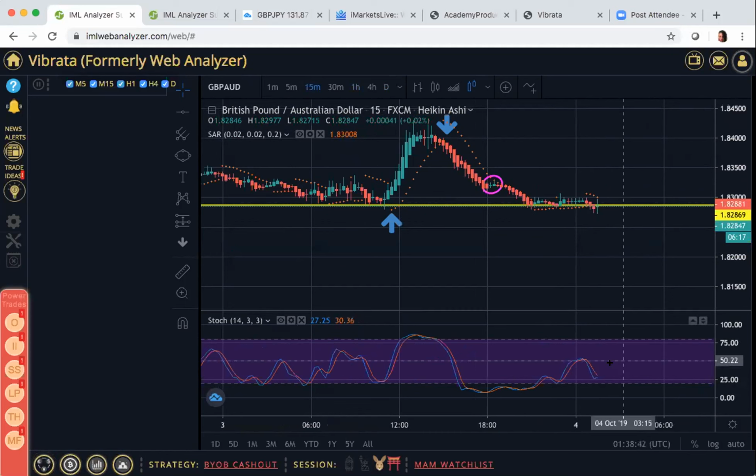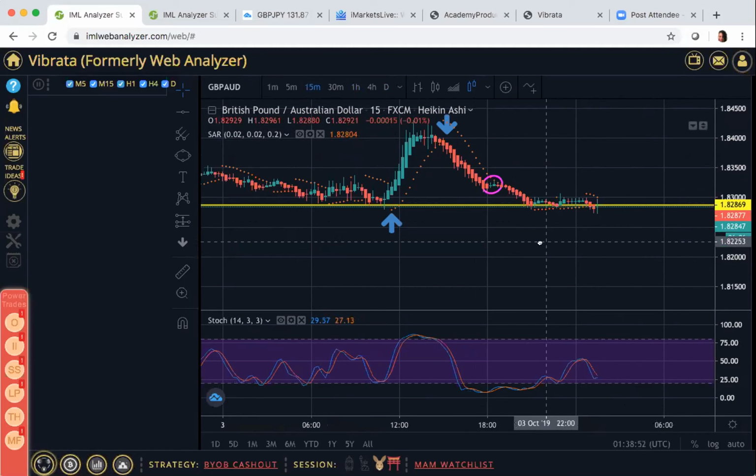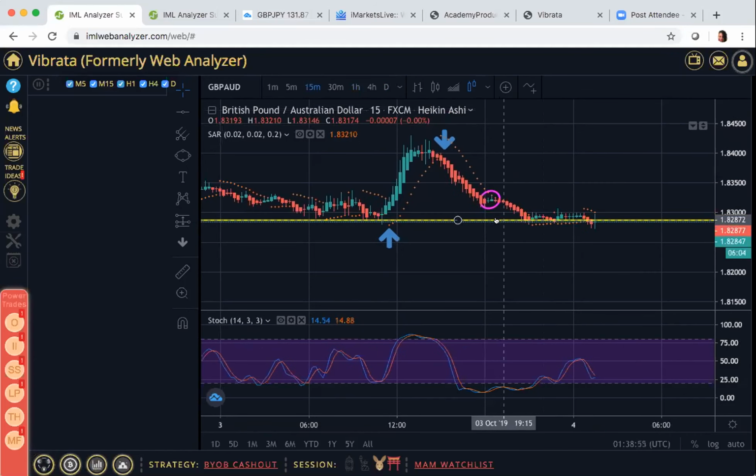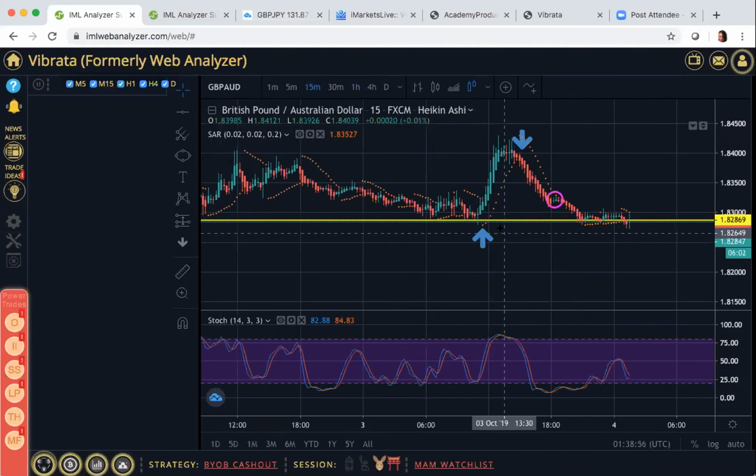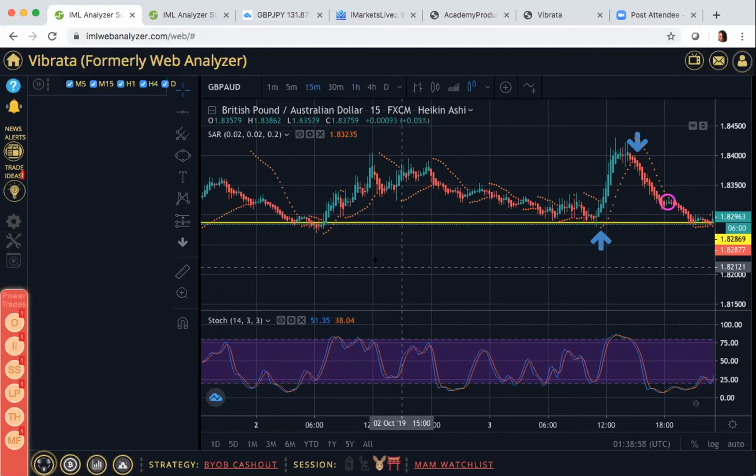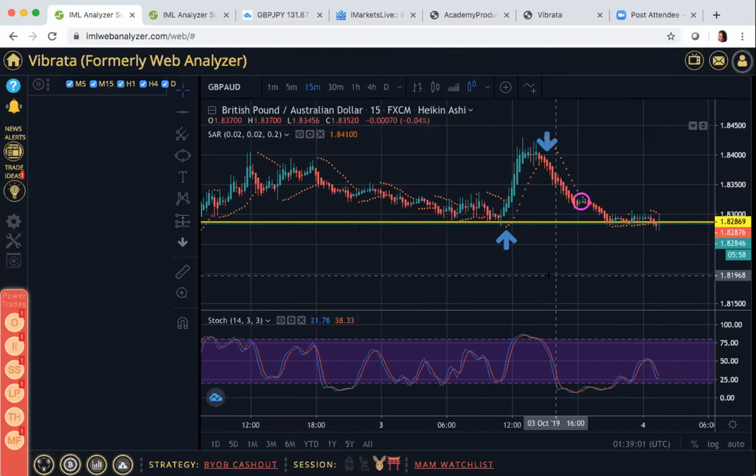But you notice that my stochastic is all close to the bottom. Now, you want to wait to see what the market does, because if it pushes through, remember the stochastic can go to zero. But right now it's being held at this support line. So we don't want to take a trade there just yet.